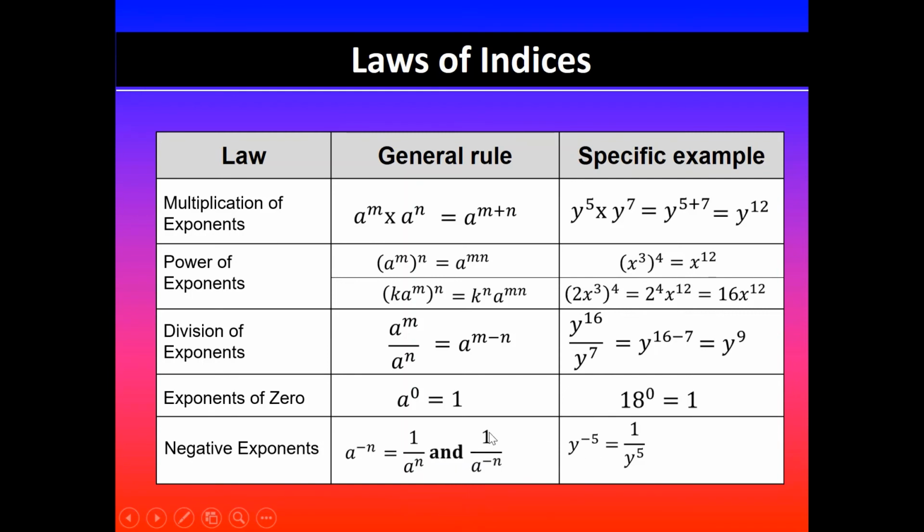And if you're given 1 over a to the power of negative n, you would have guessed it, this will be the same as a to the power of positive n. So we just move this one up, the sign will change. And if this one is going down there, the sign reverses. So in this case, if you're given 1 over y to the power of negative 5, this simplifies to y to the power of positive 5.